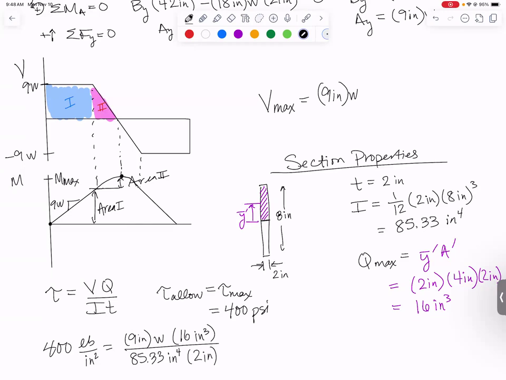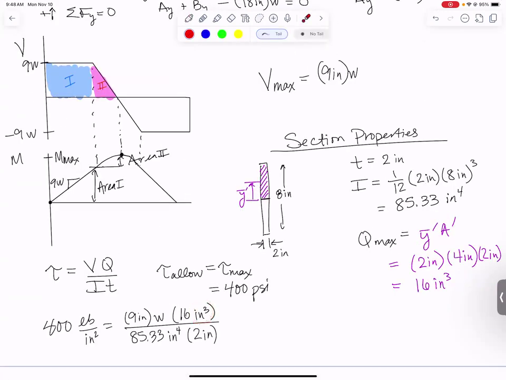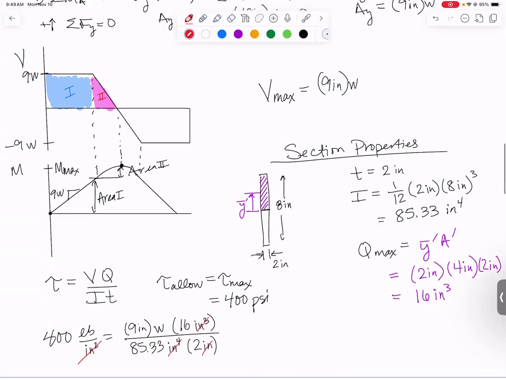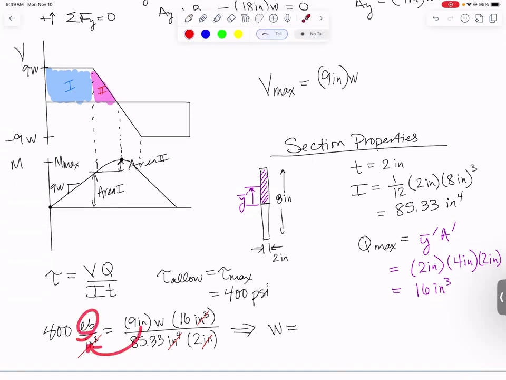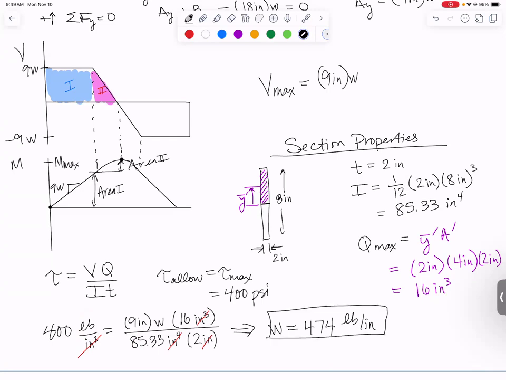We need to solve for our unknown, which is W. Let's make sure our units are going to work out. I've got inches cubed over here divided by inches to the fifth. So that's got an inches squared on the bottom, which cancels inches cubed, inches to the fourth, and inches right there. All those inches are gone. So when I solve this, I'm going to get W in units of pounds per inch. So W comes out to be 474 pounds per inch. There is our answer if the problem wants it in pounds per inch.